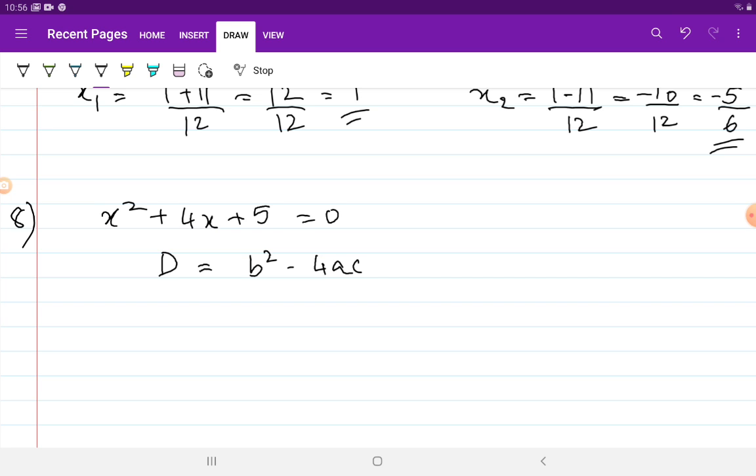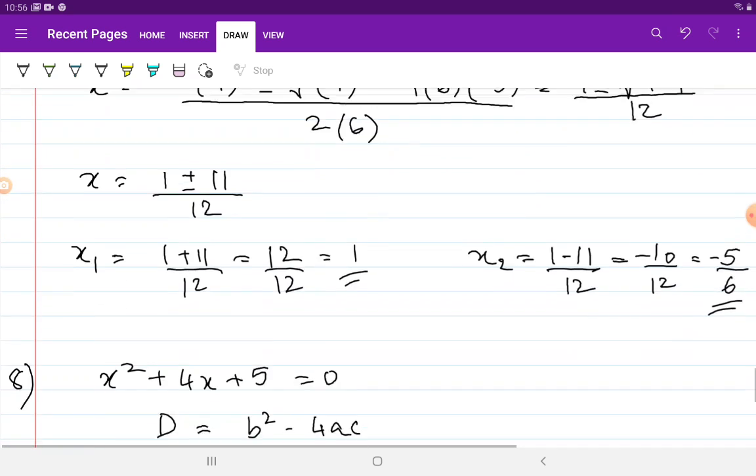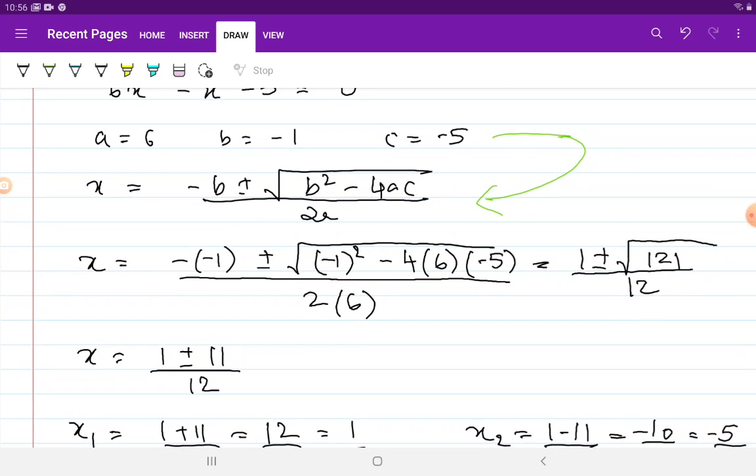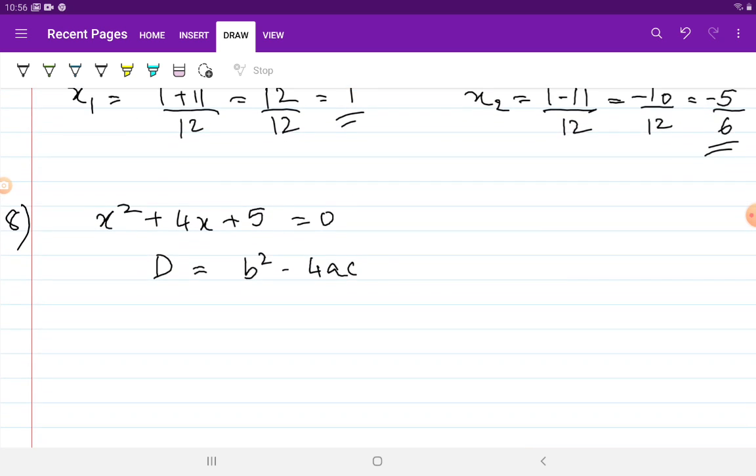If you remember, this is the part that comes under the root in the original quadratic formula. So if the value of this expression, b square minus 4ac, which comes under the root, is negative, you can always confidently conclude that the quadratic equation does not have any real roots. So here, to find out if it has real roots, I'm just looking at the value which comes under the root, that is the value of b square minus 4ac. Remember, this is called the discriminant.